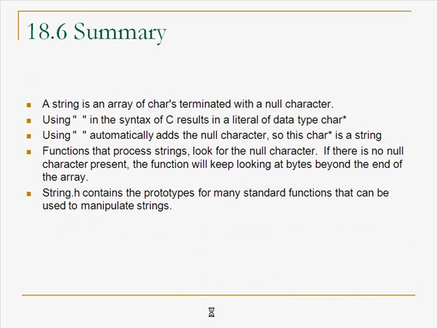So in summary, a string is an array of characters terminated by a null character. If you use double quotes in the C syntax, you will have a literal of data type char pointer, and the null character will automatically be added to the end of your character array when you use those double quotes. There are many functions that process strings, and they do it by looking for the null character. If there's no null character present, then the function will keep looking at bytes beyond the end of the array, and this is always a mistake.